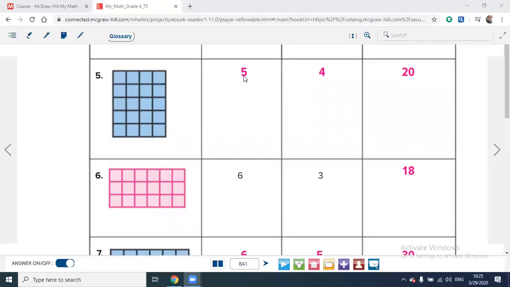Okay, 5 times 4 equals? 20. It's the same. He discovered the rule to find the area without counting. You can multiply the length by the width. 5 times 4. The length and width are the two dimensions of the shape, the rectangle. 5 times 4. Okay?